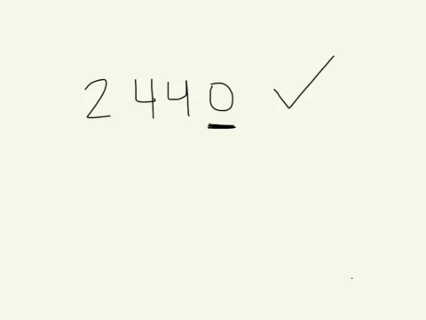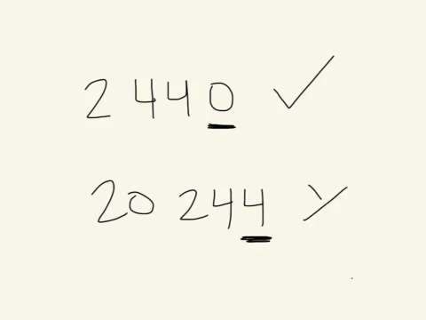If we have a number such as 20,244, we're still looking at the ones place value. In this case it's not a 0, so it's not divisible by 10.